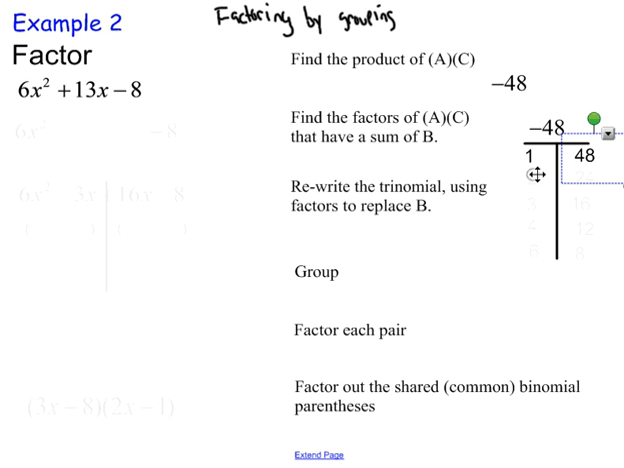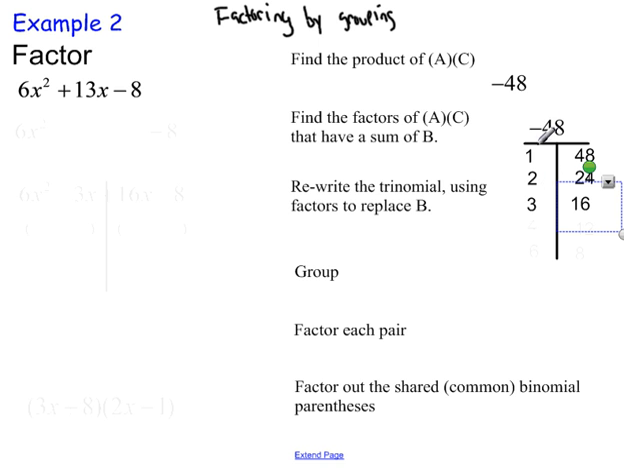Step 2. Find the factors of a times c that have a sum of b. Okay, so let's look at the factors of negative 48. We know 1 times 48 gives us 48, but we could never get that to add up to 13. How about 2 and 24? Can I manipulate the signs of these numbers in such a way so that they could add up to 13? No, that won't do it. How about 3 and 16?